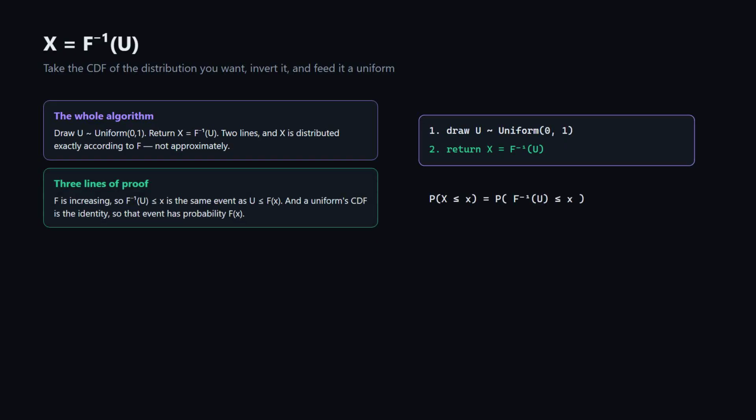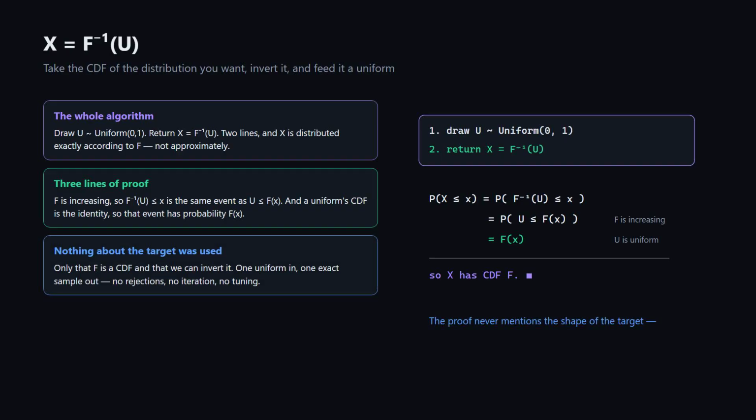The proof is 3 lines. The probability that X is at most little x is the probability that F inverse of U is at most little x. Because F is increasing, that is the probability that U is at most F of x. And U is uniform on 0 to 1, so that probability is simply F of x. Which is exactly the claim. X has CDF F.